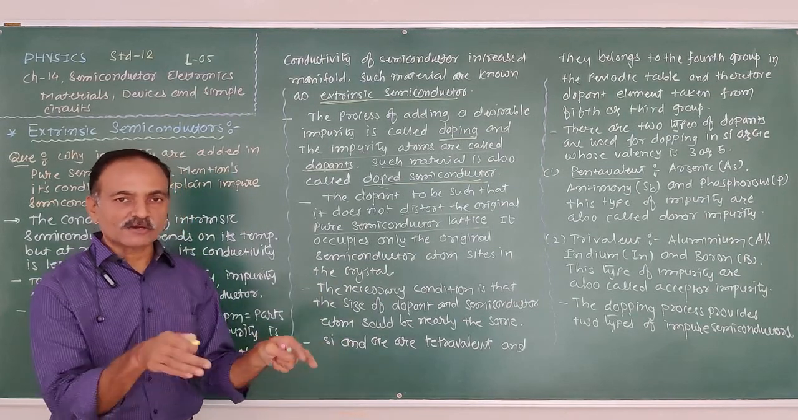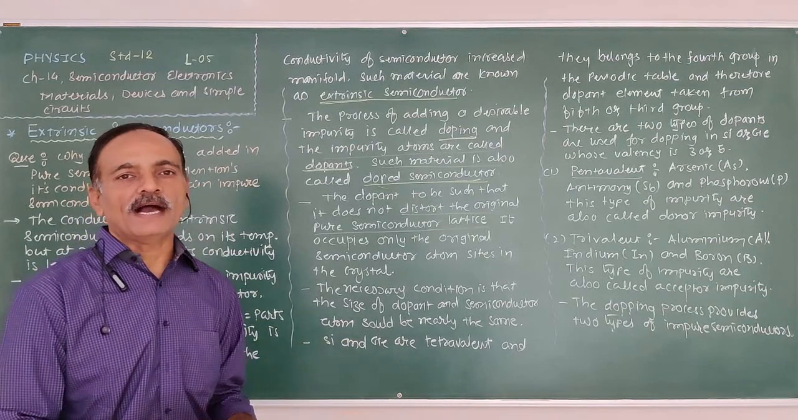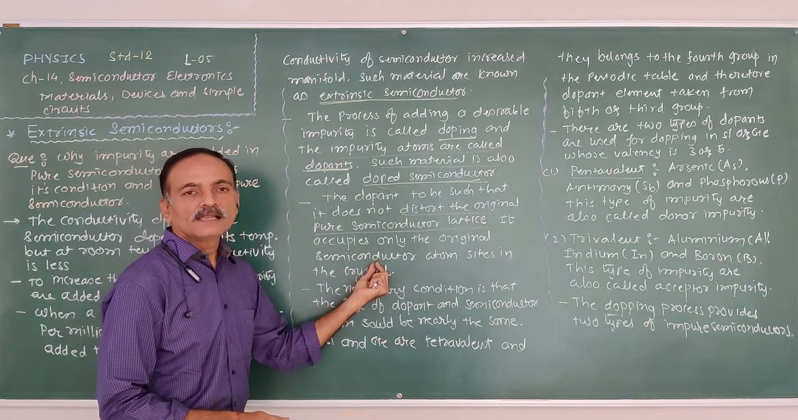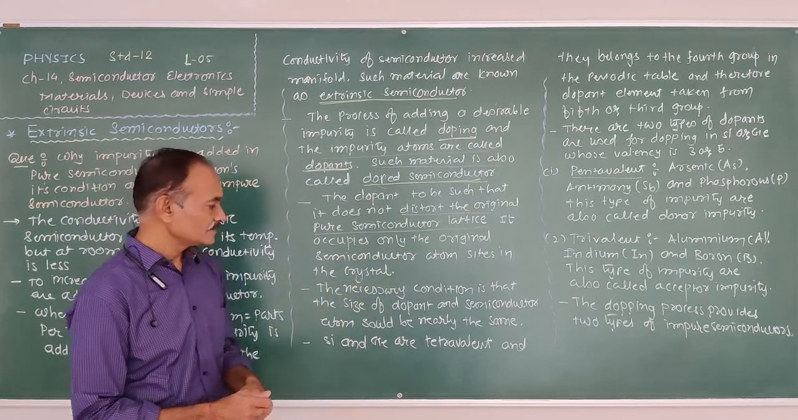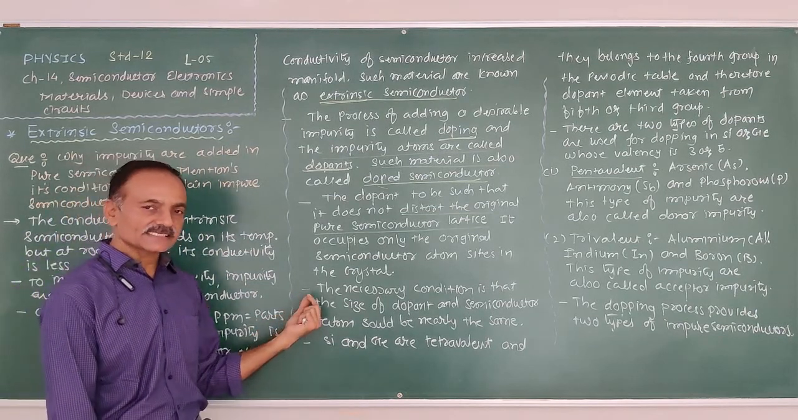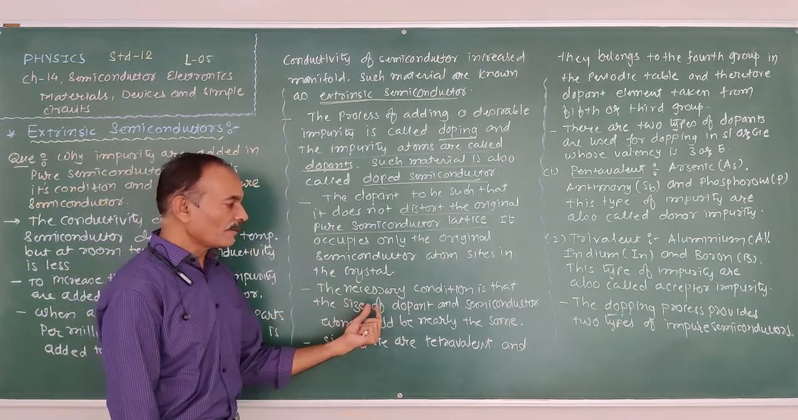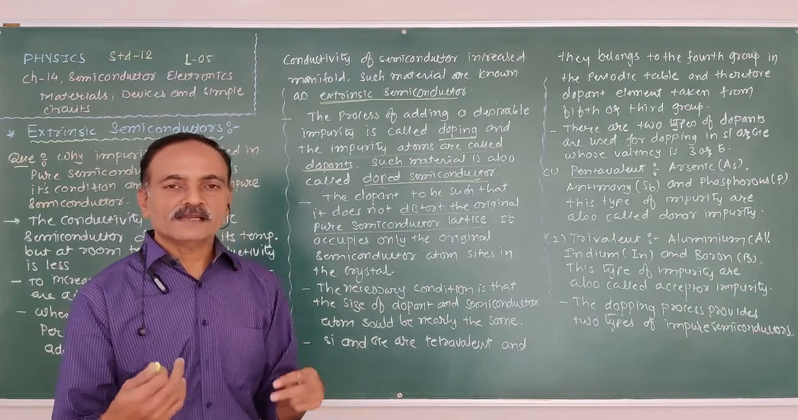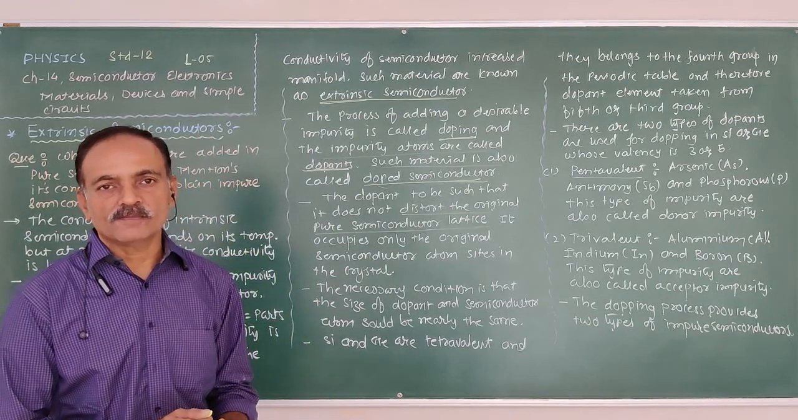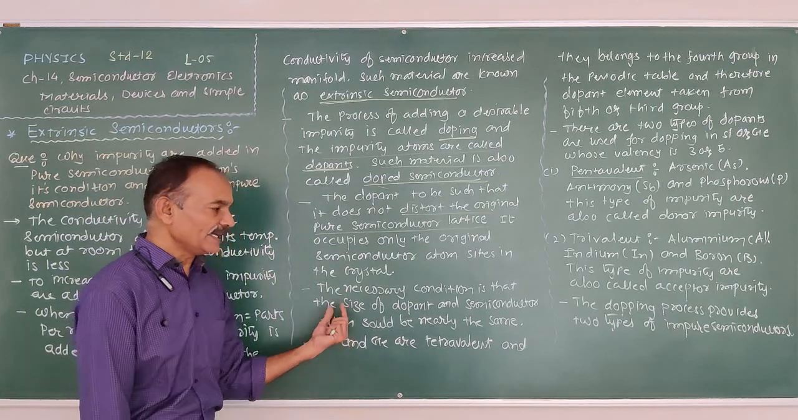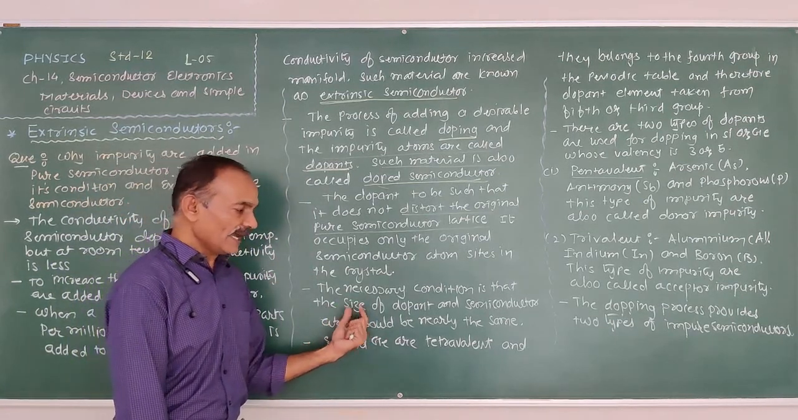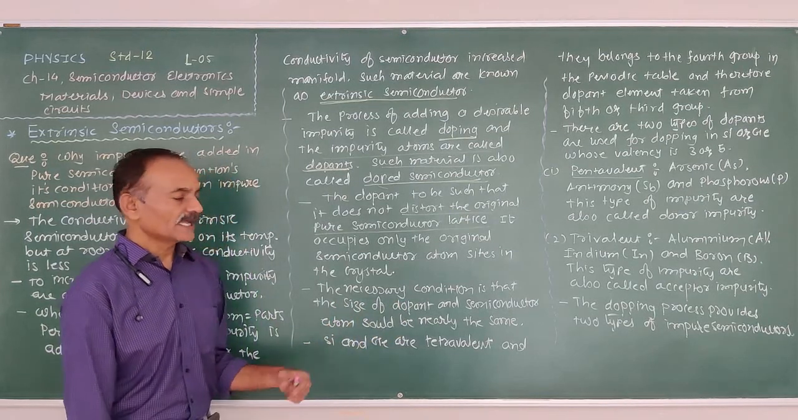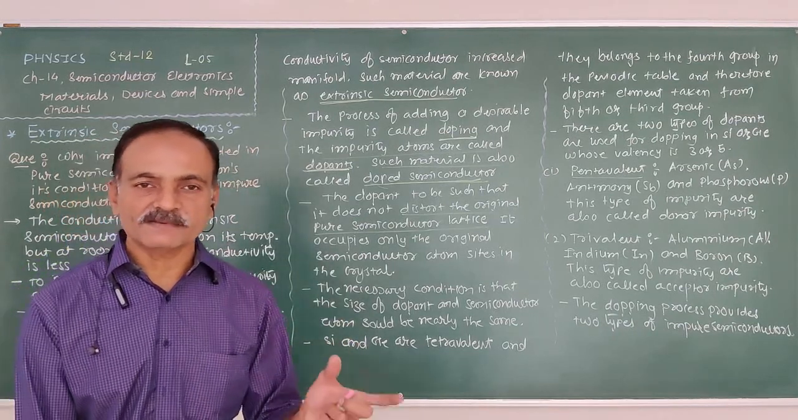So whatever atoms are added, they only occupy the space of an original semiconductor atom in the crystal. Now the next necessary condition is that the size of the dopant and the semiconductor atom should be nearly the same. Not just any atoms are added as impurity atoms. The size of the dopant and semiconductor atoms must be nearly equal. As a result, the lattice structure of the pure semiconductor is not distorted.